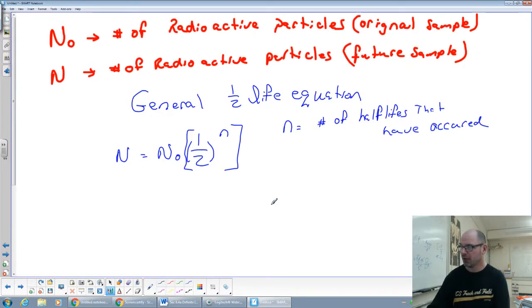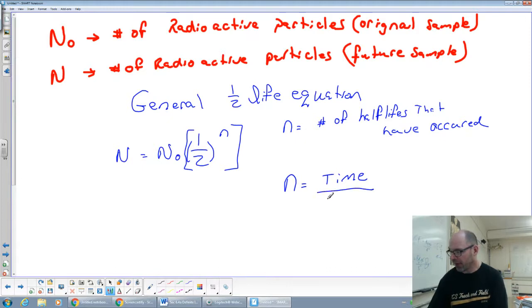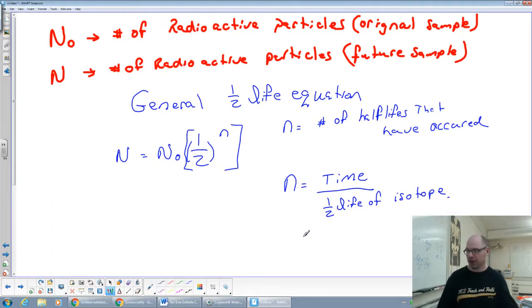Okay, that have occurred. So n, little n, equals time divided by the half-life of the element. Or of the, I guess we should say isotope, because it might be a compound or an element too, like uranium-235. Okay? So there are two equations really. There's one for little n and there's one for general decay. So the best thing for us to do is just look at a couple examples.